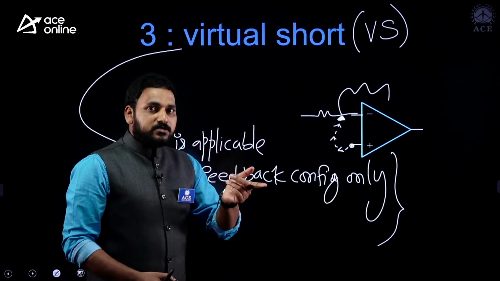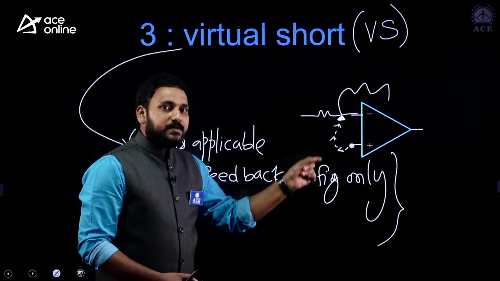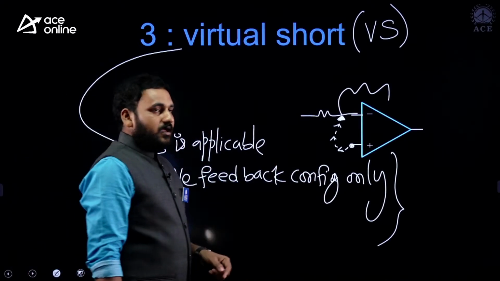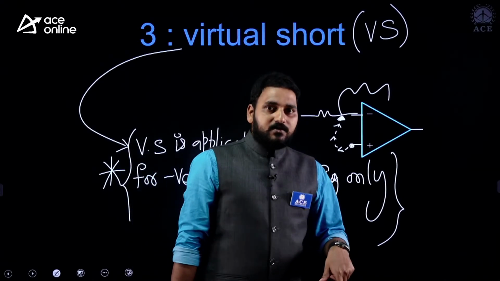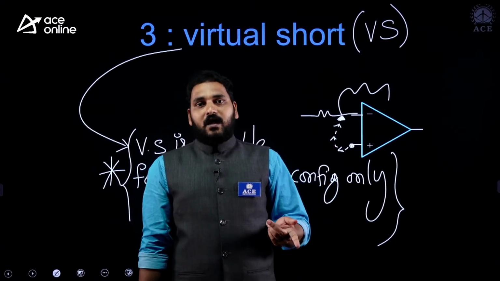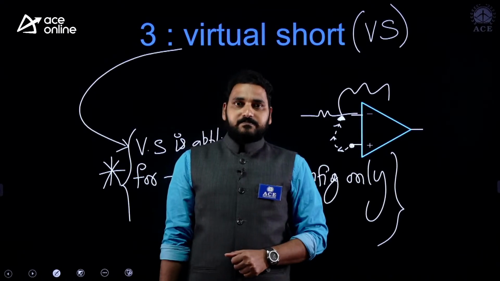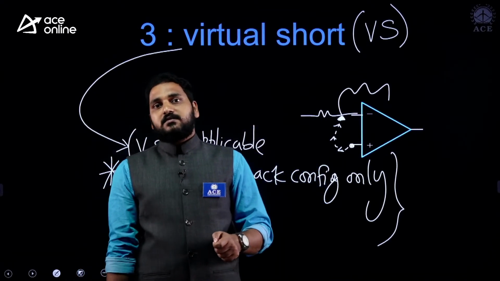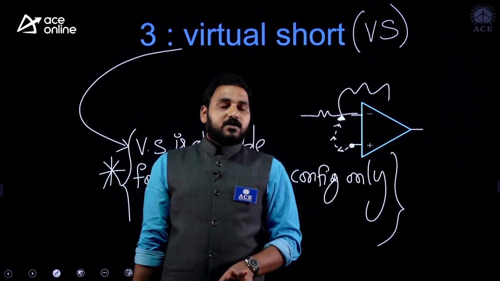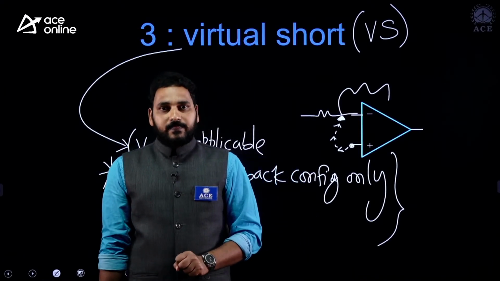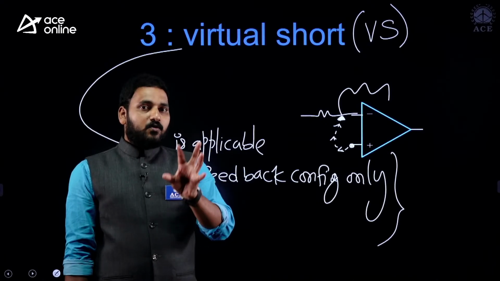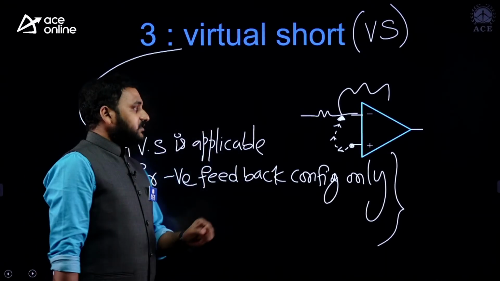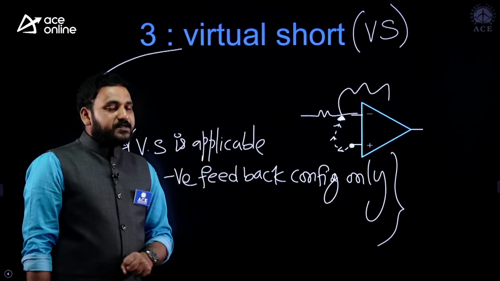And the second point: in which case the virtual short is applicable, in the negative feedback case, and in which case it is not applicable, two different cases. I think by this time you may guess it. In open loop configuration and positive feedback configuration, we cannot apply the concept of virtual short. The virtual short concept is applicable only for negative feedback configuration. That's all, right? This is a simple and straightforward point.